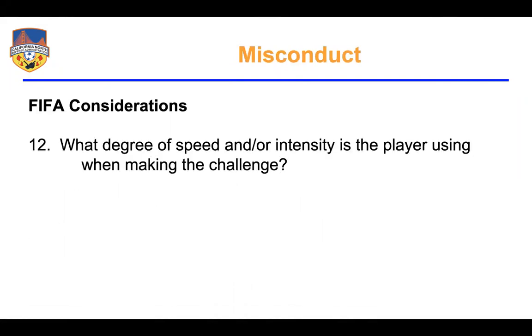So first of all, these are some of the things we want to be thinking about when we identify a lower body foul of some kind. And what we're talking about with lower body is obviously the foot, the leg, things like that. More often than not, these are going to be slide tackles or lunging challenges. So some considerations we want to think about: what degree of speed and/or intensity is the player using when making the challenge? Oftentimes this is how fast are they running? Did they jump into the tackle, or did they just stick their leg out? What level of speed or intensity is that player using?